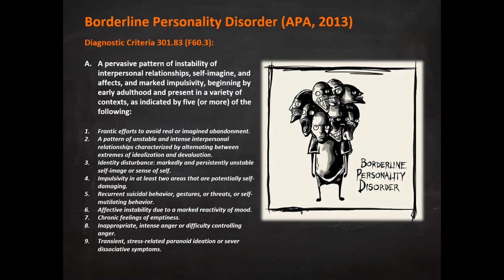Borderline personality disorder, BPD, is characterized as an instability of interpersonal relationships, self-image, and affect, and marked by impulsivity that begins by early adulthood and is present in a variety of contexts. It is diagnosed more frequently in females than males. It begins in early adulthood and manifests with symptoms of instability in interpersonal relationship, problems with self-use, and notable impulsivity.